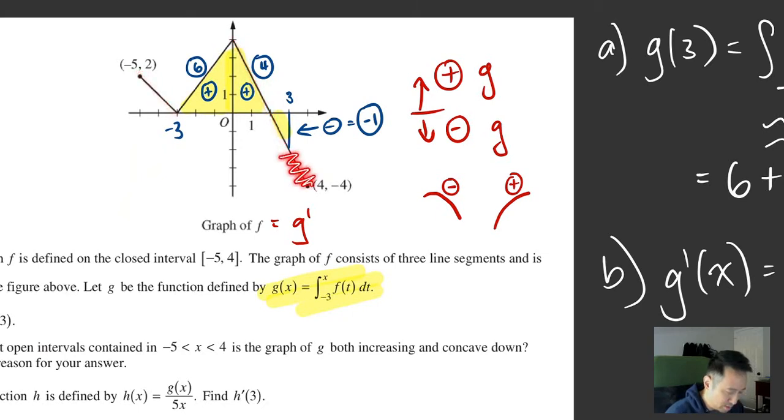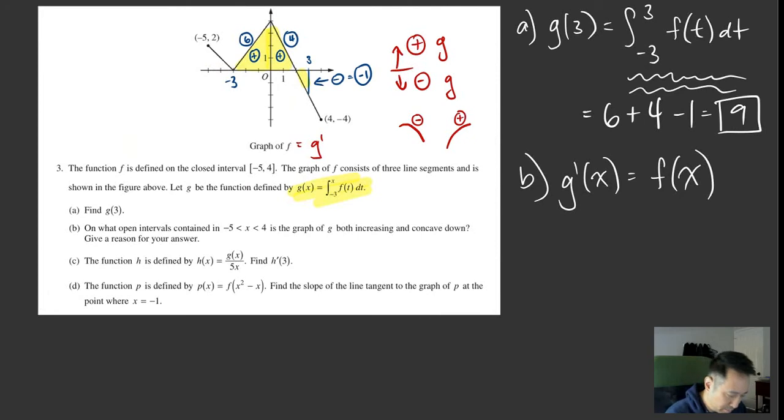So instead of doing this, this is decreasing, this is decreasing. Well, this right here is all negative. So I have this value here, and I have this value here. So essentially from -5 to -3, and from 0 to 2 is where my graph of g is increasing and concave down at the same time. Okay, so I'm going to write that out.